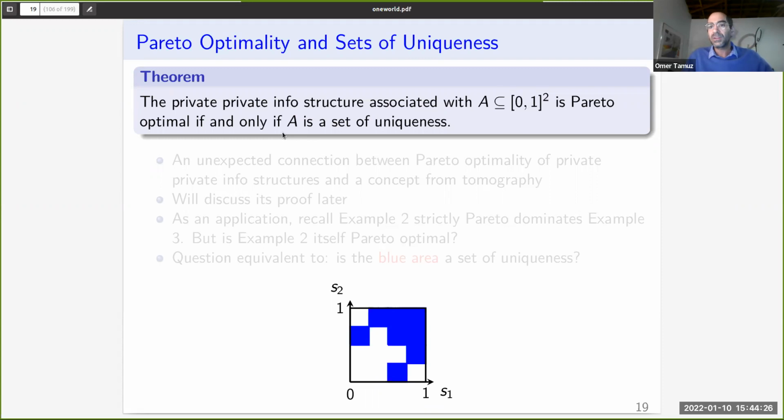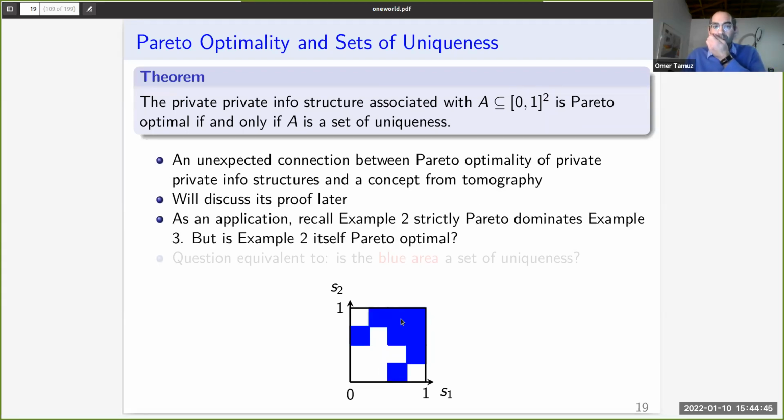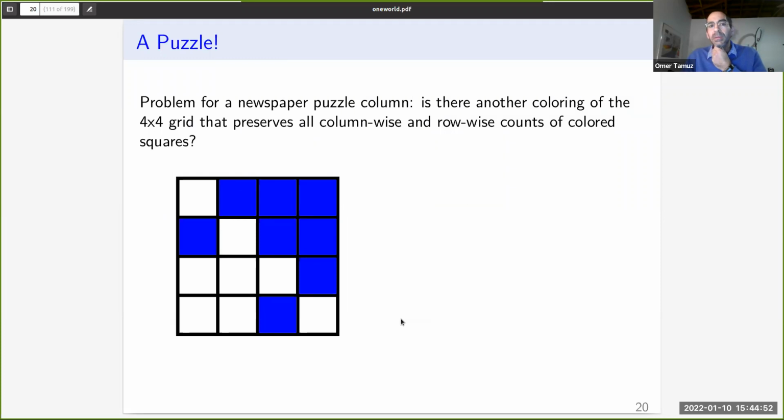This also holds beyond two dimensions. So I have this blue shape here, and is this Pareto optimal? Well, that depends on whether this blue area is a set of uniqueness. So here's a little puzzle. We have this blue area, and is this a set of uniqueness? That is, is there another blue subset of [0,1] squared whose projections to the axes are the same as this? What are the projections? These are exactly the beliefs. 1/4 here, 1/4 here, 1/2 here, 1/2 here, and also here, 1/2, 1/2, 1/4, 1/4.